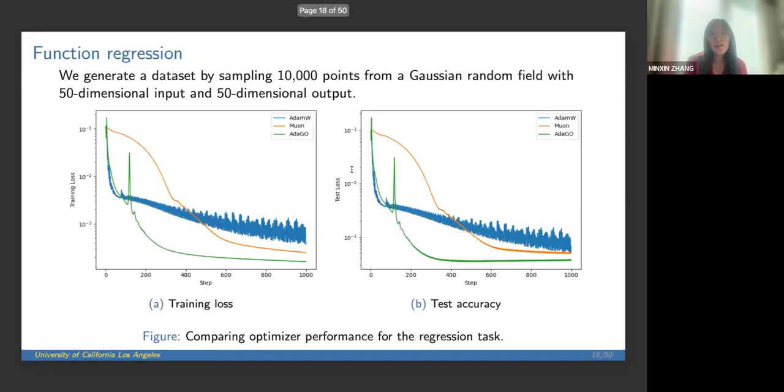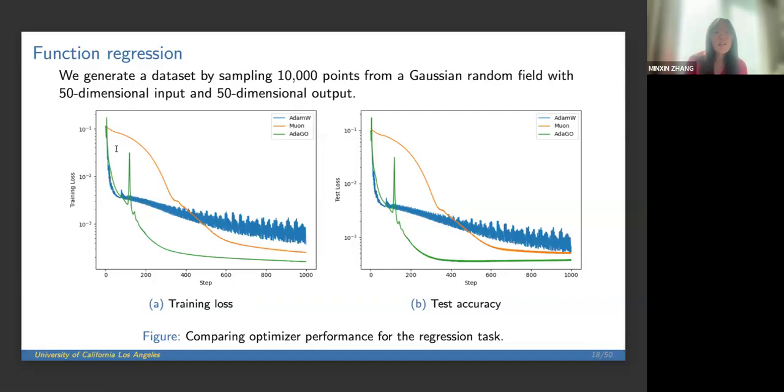Empirically, we are still investigating the behavior of our algorithm in training large language models, but here are some small-scale experiments. In these experiments, we did function regression. We generate a data set by sampling 10,000 points from a Gaussian random field with 15-dimensional input and 15-dimensional output, and we use a multi-layer perceptron to do the regression. In the two pictures, we compare our algorithm with Adam or AdamW, the widely used optimizer, and the Muon optimizer.